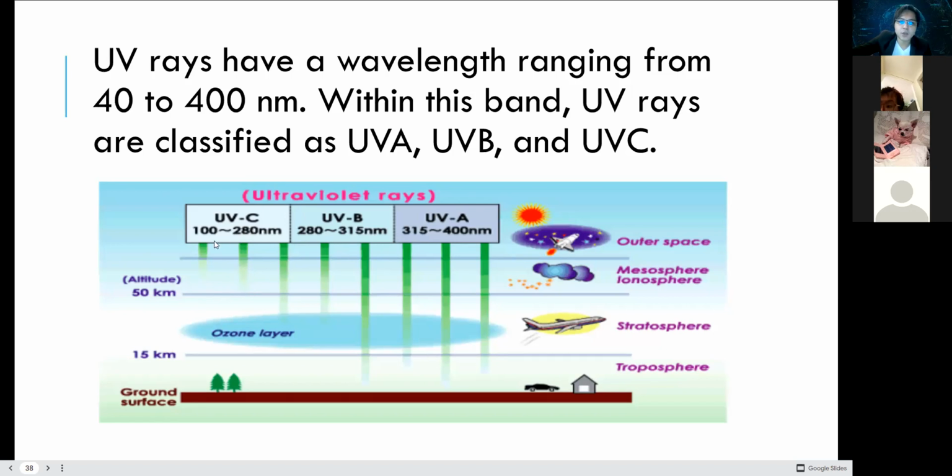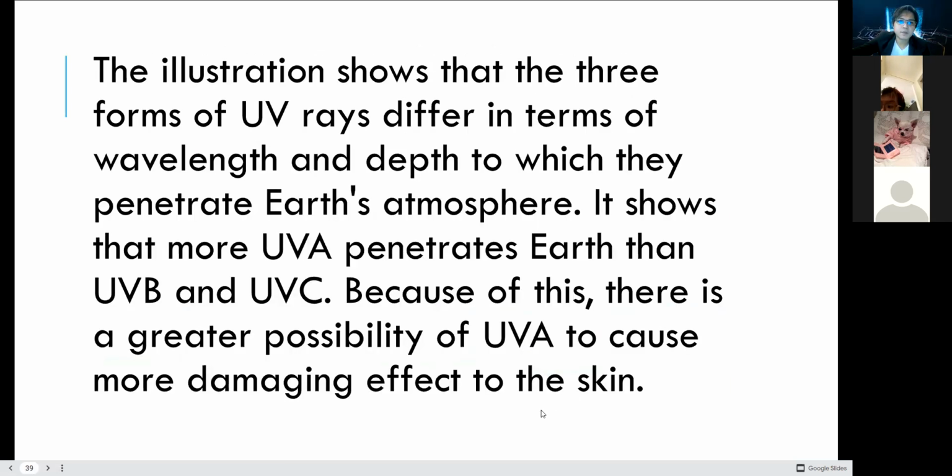UVC is around 100 to 200 nanometers. UVB is around 280 to 350 nanometers, and UVA is around 315 to 400 nanometers. Let's take a look at what these UV rays are.